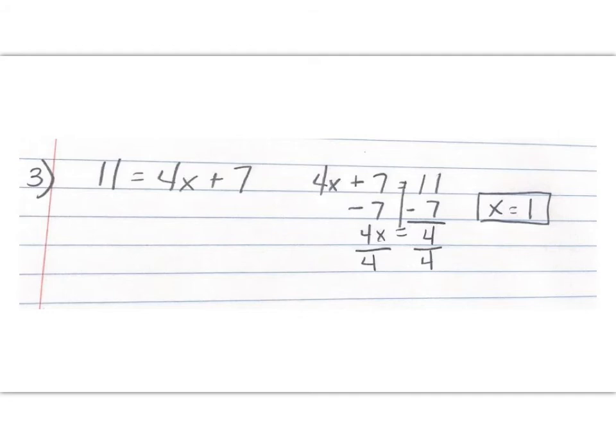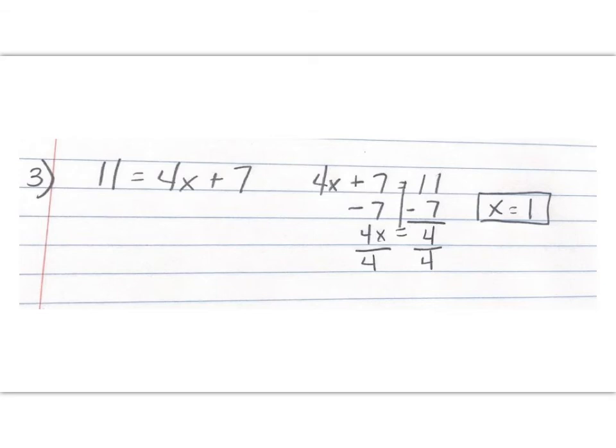Alright, so problem number 3, I have 11 equals 4x plus 7. So what I like to do is I like to read left to right. So I want my variable to be on the left side of my equation. So I just rewrote the equation as 4x plus 7 equals 11. So this way I'm going left to right.